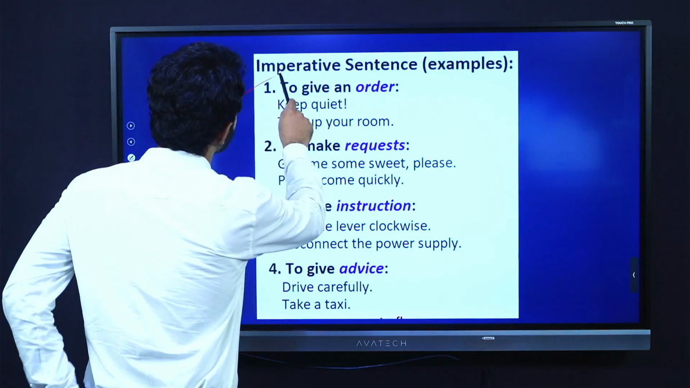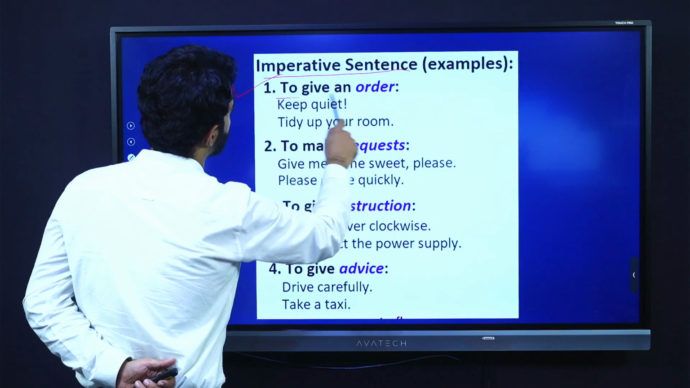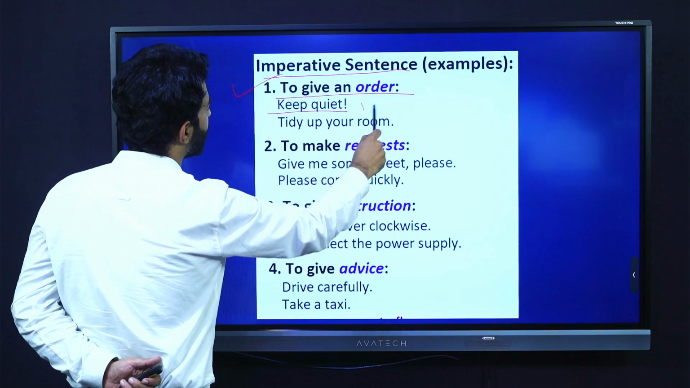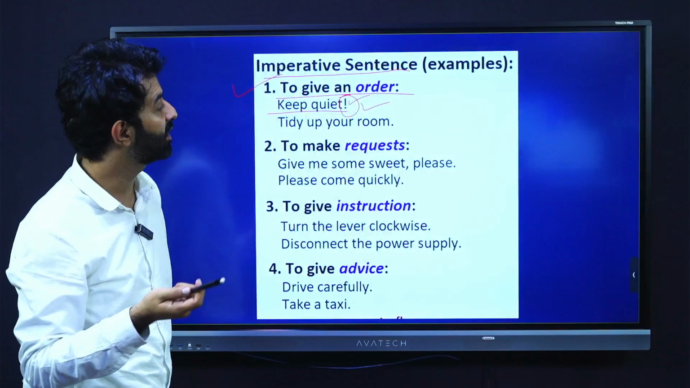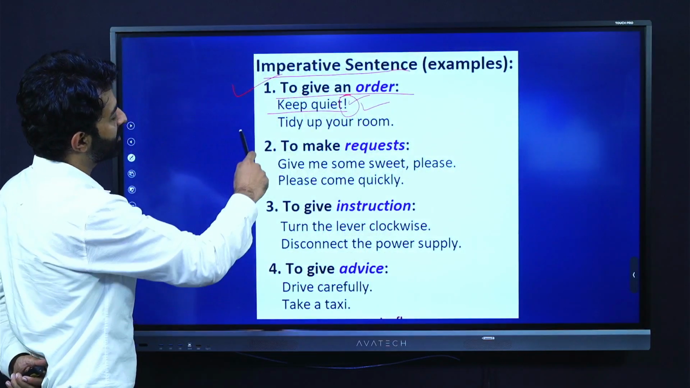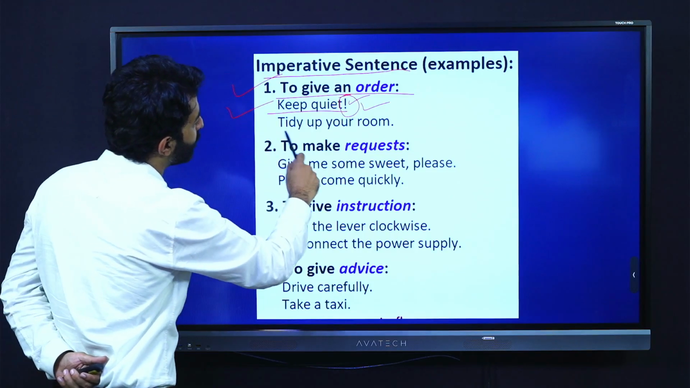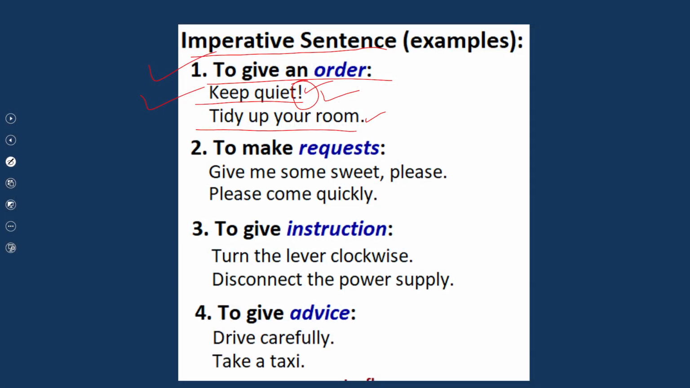So imperative sentences are used for giving an order. For example, keep quiet. अब यहां पे देखें, we are ending with an exclamation mark. But it does not mean that this is just simply an exclamatory sentence. It is an imperative sentence. Tidy up your room. अपना कमरा साफ करो. अपना कमरा जो है उसमें से मैस उठाओ. Tidy up your room. This is also an order.